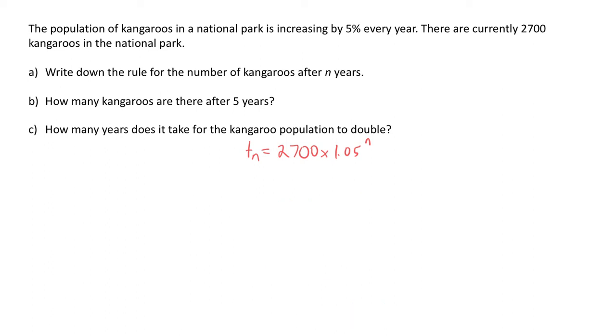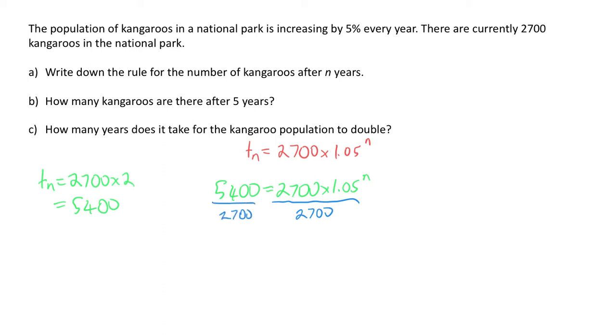Now having a look at part C of the example, it wants us to calculate how many years it takes for the kangaroo population to double. So what we want to know is when the term value is equal to 2,700 × 2, so 5,400. I can substitute that into the equation. So 5,400 = 2,700 × 1.05^n. My first step in working out my n value is to divide both sides by 2,700. That leaves me with 2 = 1.05^n.